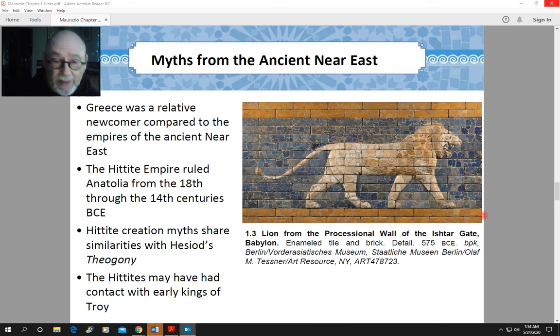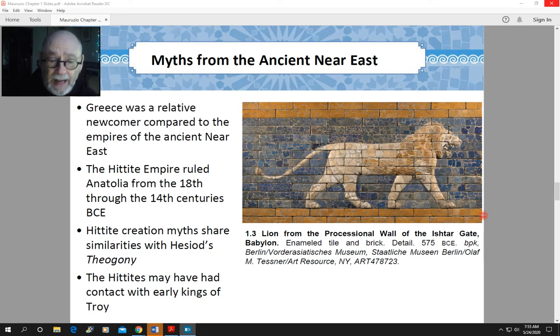The Hittites may have had contact with the early kings of Troy. We do have documents in Hittite where they refer to Alexandros, a prince from Wilusa, which is thought to be the Hittite word for Ilion, another word for Troy. That's why the Iliad is called the Iliad, because it's the poem about Troy. Alexander is another name for Paris in the Iliad, and so it might very well be that the Alexander they refer to is a historical figure, even though he's just a character in the Iliad. There may have been an actual Paris.